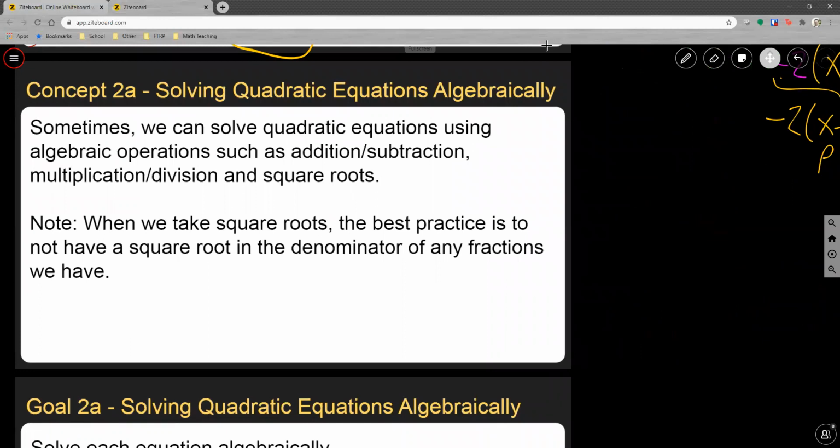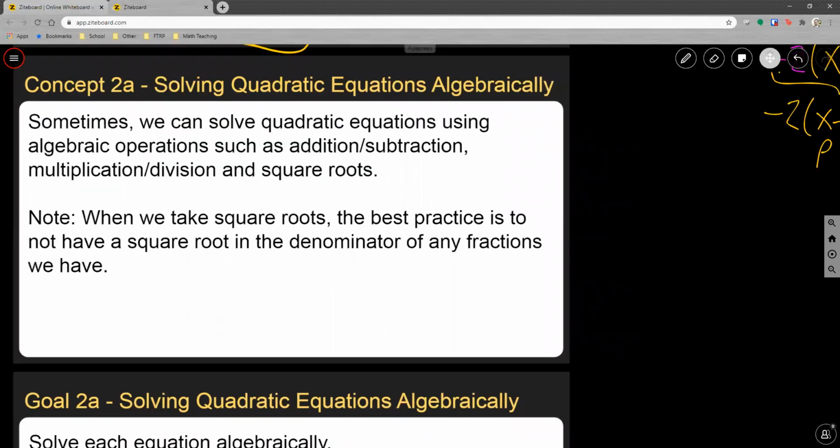So concept 2A, solving quadratic equations algebraically. So sometimes we can solve quadratic equations using algebraic operations, such as addition and subtraction, multiplication and division, and square roots. So note, when we take a square root, the best practice is to not have a square root in the denominator of any fractions that we have.